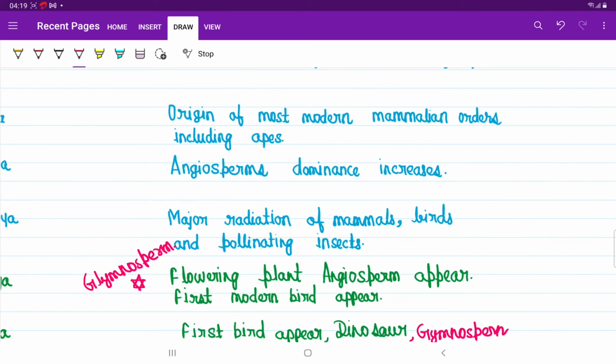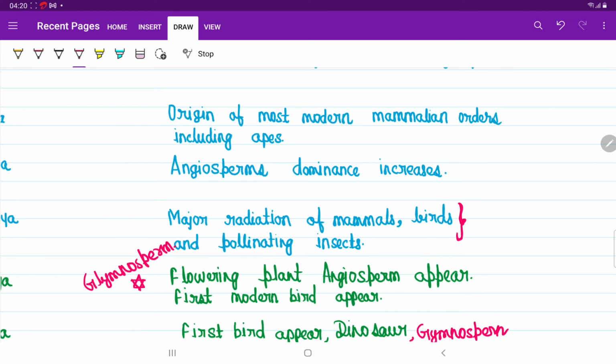In this Paleocene, mammals radiated on this earth. Birds and different kinds of insects also increased their numbers, and they started to become dominant on this earth. Fine.